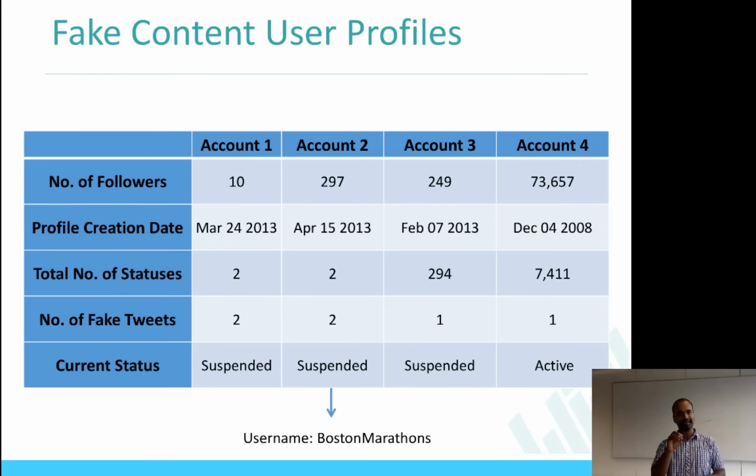You will see that the accounts have different numbers of followers, with account 4 being very high and account 1 being very low. Account 1, which was created on March 24, 2013, was posting fake content. Account 2 was created October 15th, 2013, very close to the Boston Marathon, account 3 in February 2013, and account 4 in 2008. The total number of statuses is the updates they made, and the number of fake tweets they posted is 2, 2, 1, and 1 respectively.